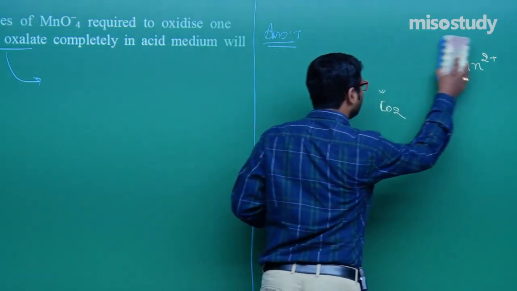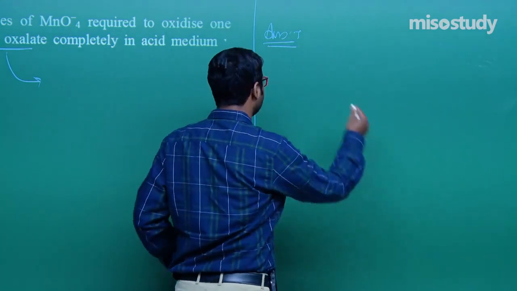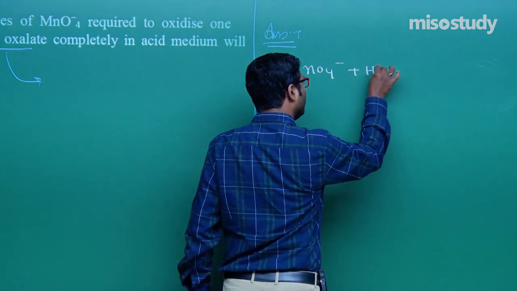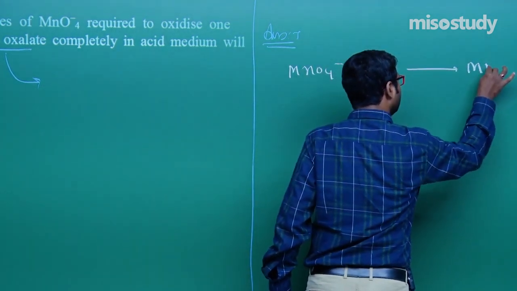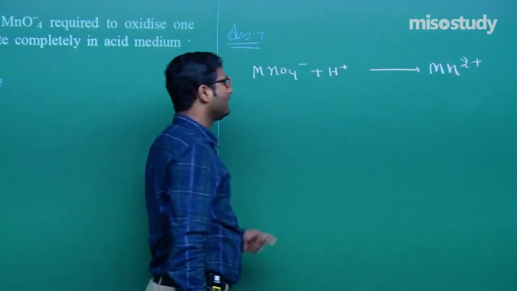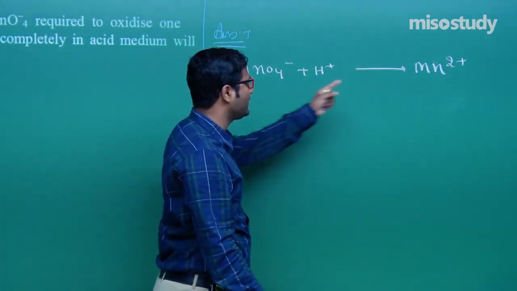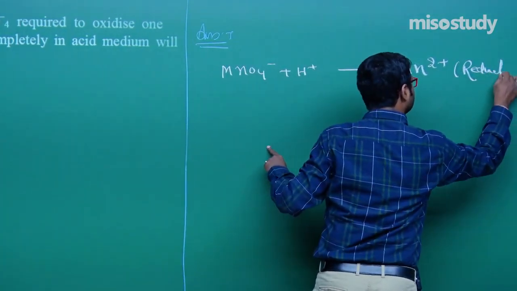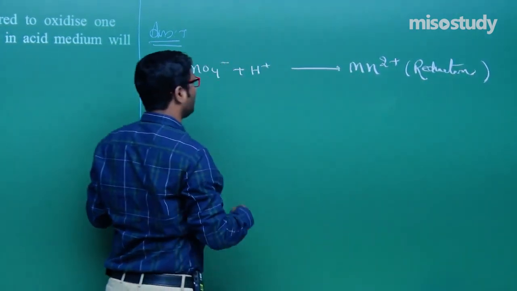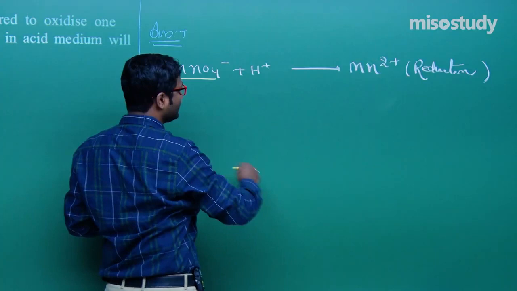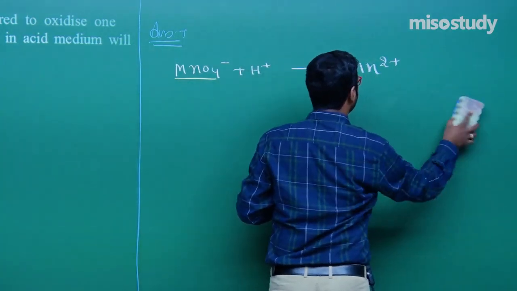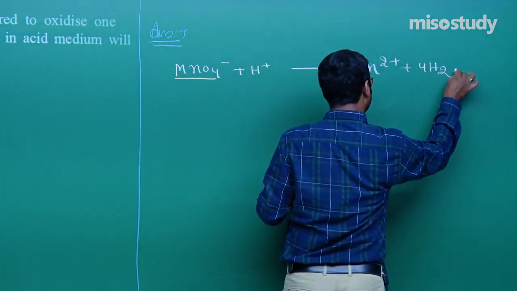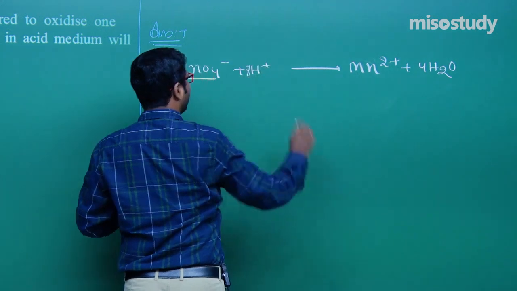Listen carefully. What will happen during the reaction? MnO4 minus will be converted to Mn2 plus. Clear? Here Mn is in the plus 7 oxidation state, and this is the reduction half reaction. Now balance. 4 oxygen here, so put here, wait for a moment, 4H2O. Clear to you? Now put here 8H plus.